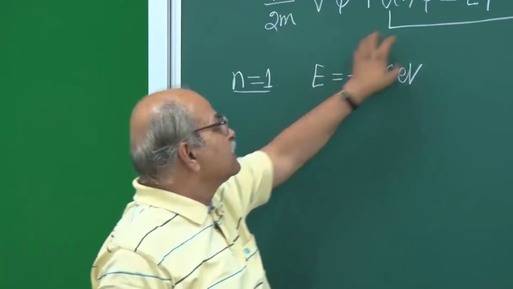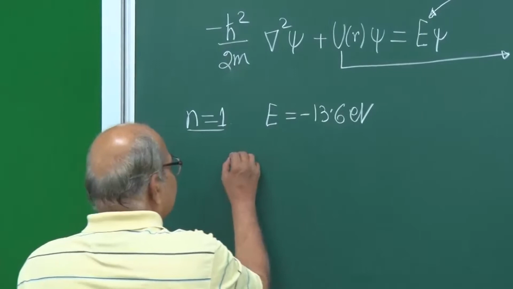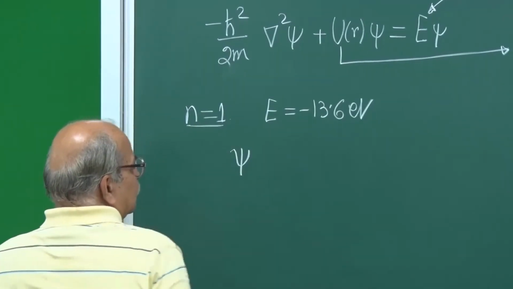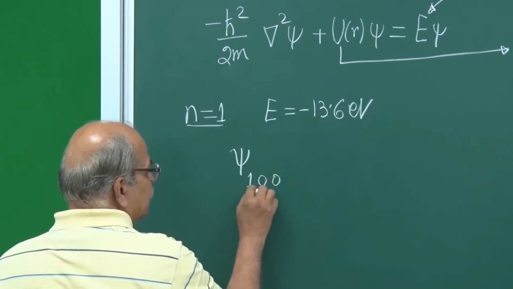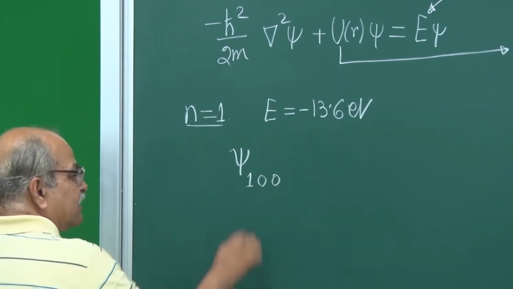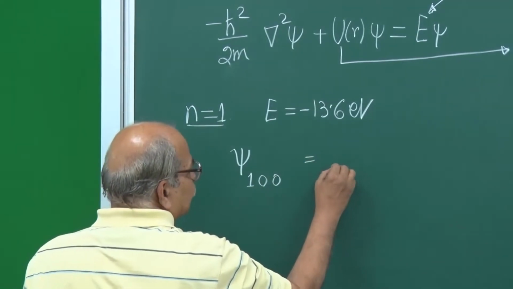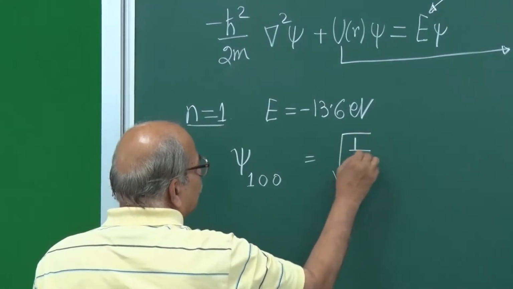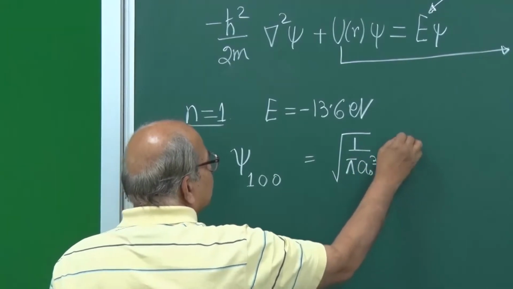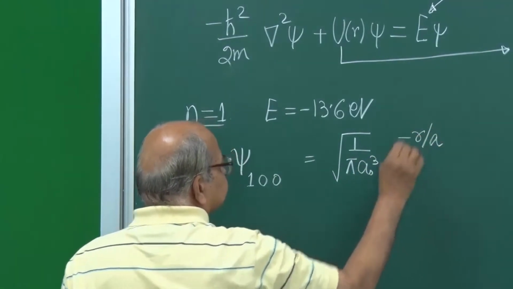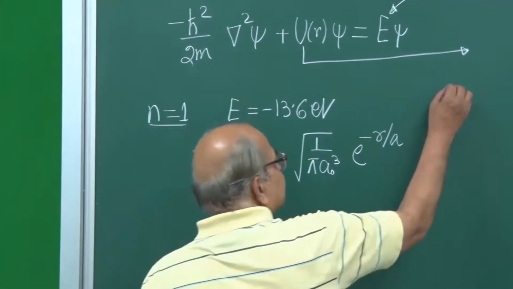So we put this energy here, what are the values of psi? And it turns out that you have a psi, which I will write 100. I will just tell why it is 100. It is not 100, it is read as 100, and that is square root of 1 over pi a naught cube e power minus r by a naught. This a naught is same as that Bohr radius.